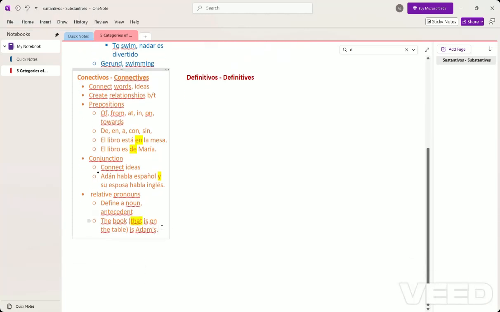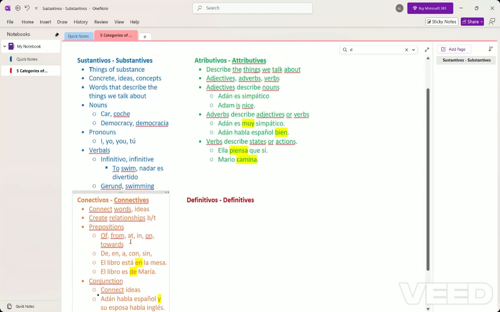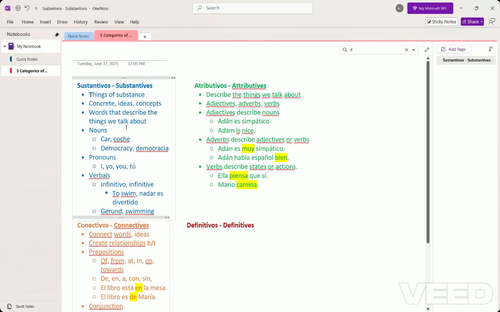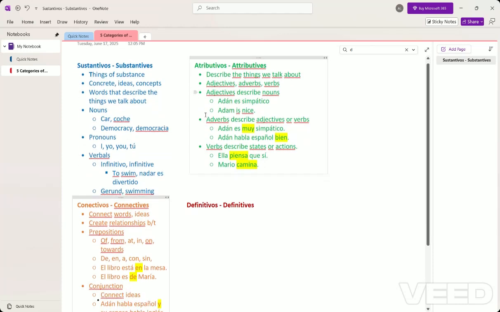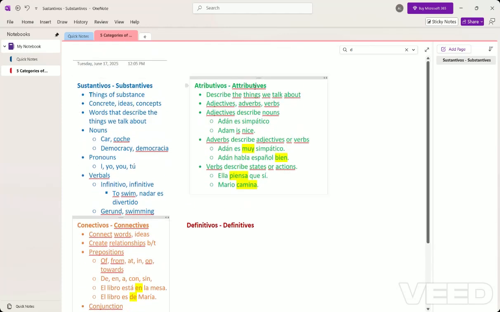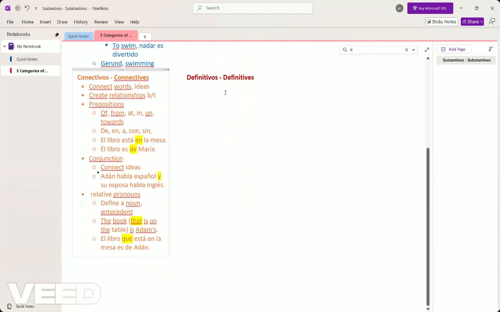En español sería algo así: El libro que está en la mesa es de Adán. So the word que is my relative pronoun. All this is a lot. Basically, what I want you to take away from this video is that there are different kinds of words: substantives, attributives, connectives, and definitives.